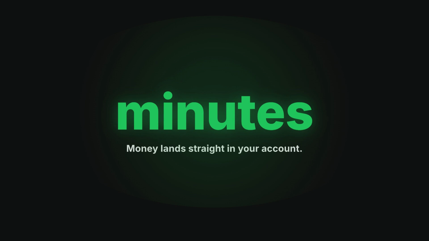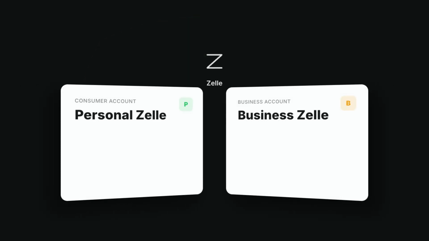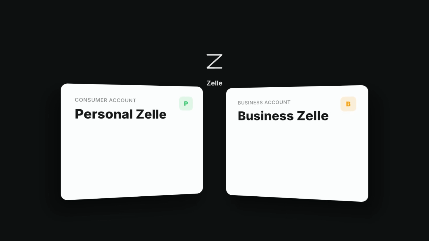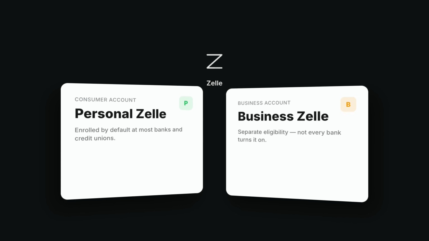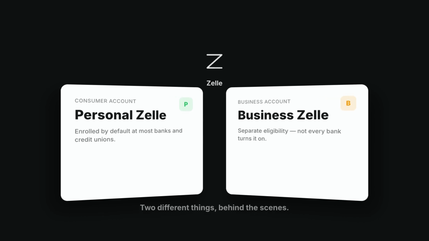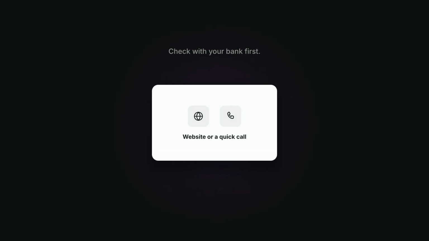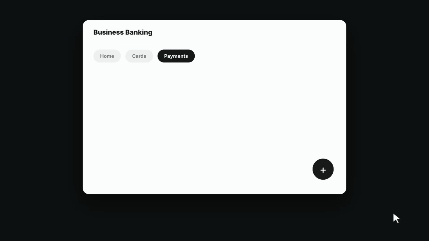Let's dive right in. First things first, before you can do anything, you need to check that your bank or credit union actually supports Zelle for business accounts. This is important because not every bank that offers Zelle to regular customers also offers it for small business accounts. They're treated as two different things behind the scenes. So head over to your bank's website or just give them a call and confirm your specific account type is eligible. Don't worry, most major banks do support it these days, but it's worth the quick check so you're not stuck halfway through setup.